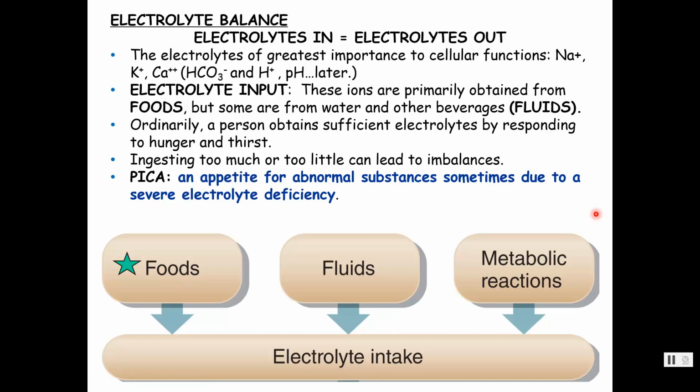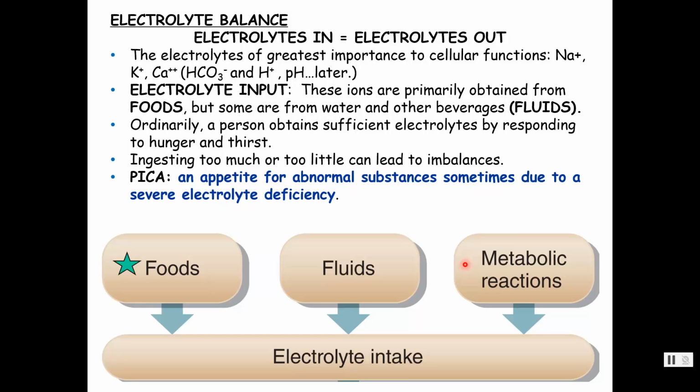Okay, so once again, we're talking about balance. So the amount that comes in is supposed to equal the amount that goes out. So the same is true for electrolytes in. Like I said, the ones of greatest importance are going to be sodium, potassium, and calcium. So the number one place that we get our electrolytes from, our minerals, is going to primarily be obtained through foods. We also get some through water and beverages, and then too, we make some through our metabolic reactions.